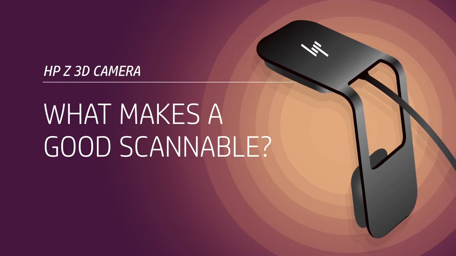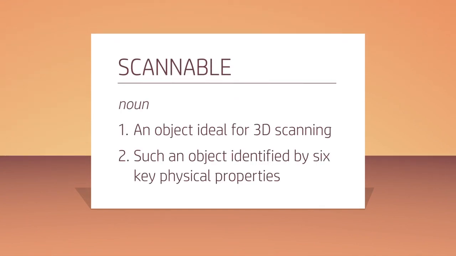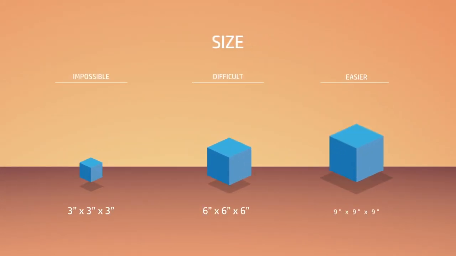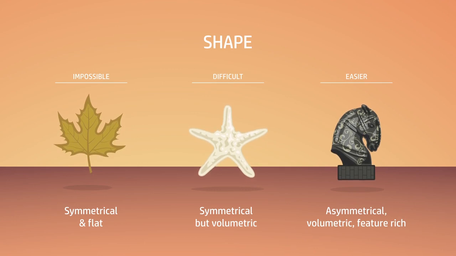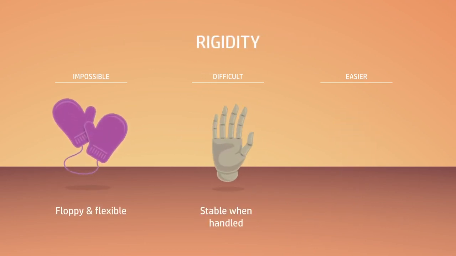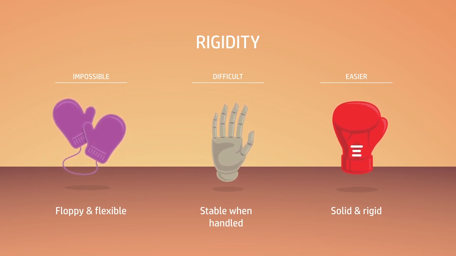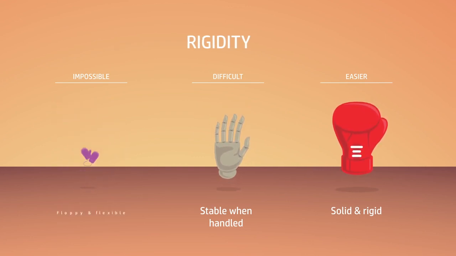So, what will you scan next? The world is full of objects, but not all are scannable. You just need to know what to look for. Bigger objects give you more to work with, but if something is too large, things can get unruly. The most successful scannables are just the right size. Objects with asymmetrical proportions and ample volume track the best. Solid objects scan easier since they won't shift or flop around.